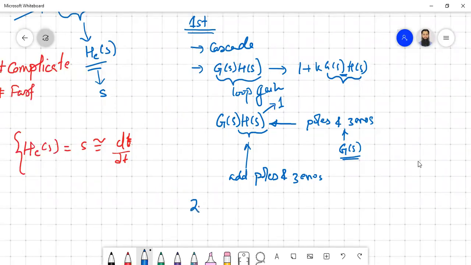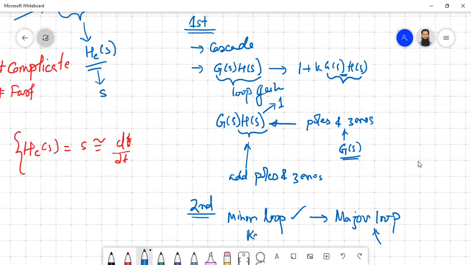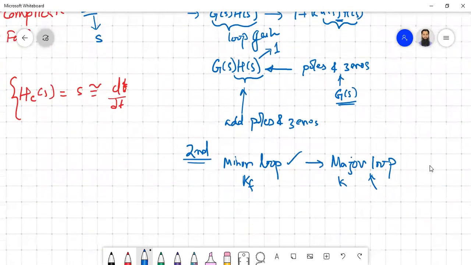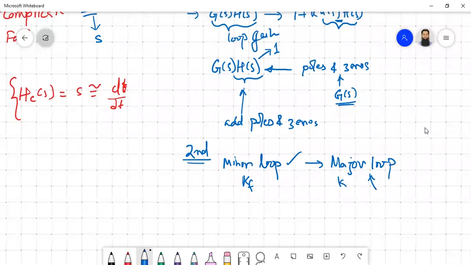And your second approach is designing separately. So the minor loop is your feedback loop. So you design it separately, then you go for designing the major loop. So the major loop, as you have already noticed, is nothing but unity feedback. So basically, you design the gain KF there, and then you design the gain K here. Okay. Finally, you have to adjust the gain K1. So bottom line is this. So two different approaches. So let us start with the first approach.